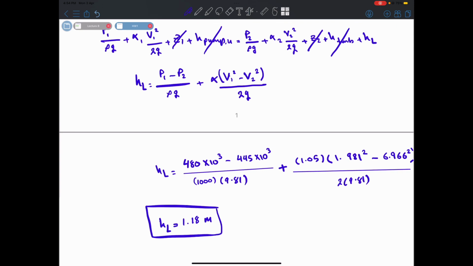So this is the value of the head loss, which is equal to 1.18 meter. And now we have solved the question.